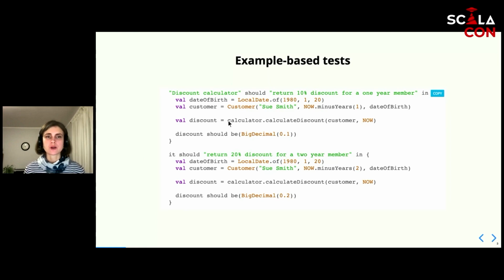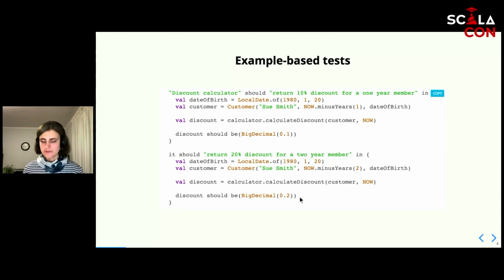So then I run my method. So calculator calculate discount given now date, and I have an assertion that the discount should be 10%. And a very similar test case for 20%. So I have a customer who has joined 2 years ago. It's not their birthday today. I'll calculate the discount and verify that it's 20%.